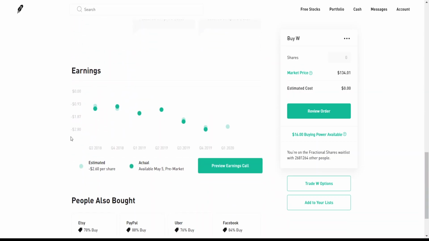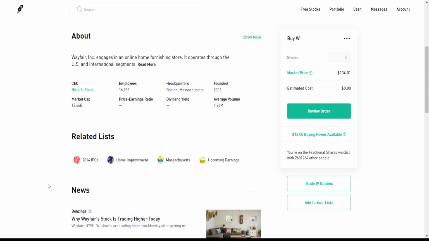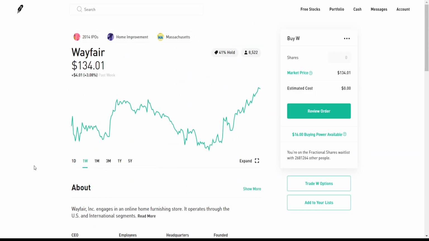And as you can see here, they've actually hit their earnings estimate or above it in the last few quarters. In quarter one of 2020, they're expected to make negative earnings per share, negative $2.60. And honestly, I'd say that this most likely is not going to happen.